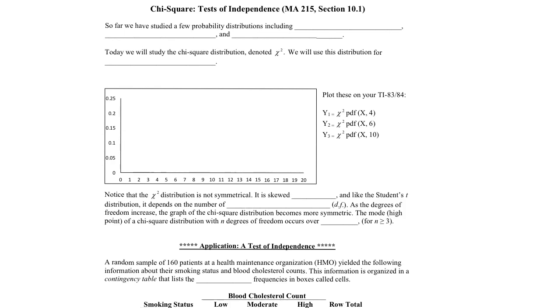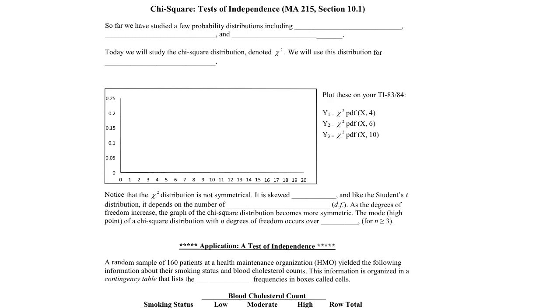Okay, stats lovers, we are now in chapter 10, and we're looking at test of independence using what's called chi-square. So I know you're probably hoping to get a new distribution today, and we've got a new distribution.